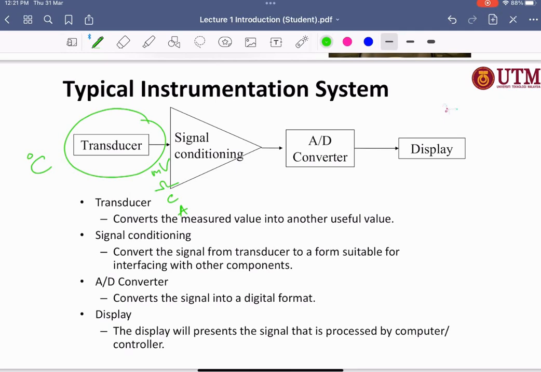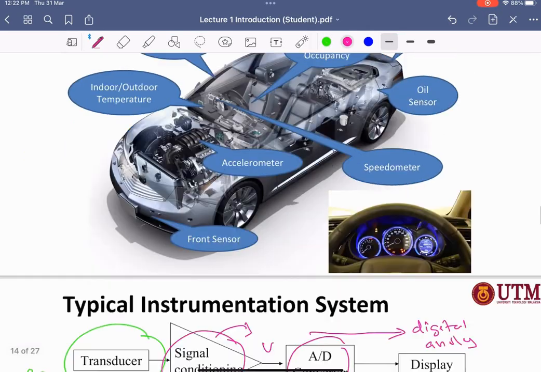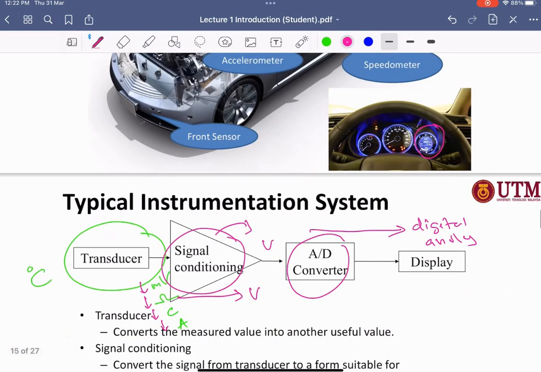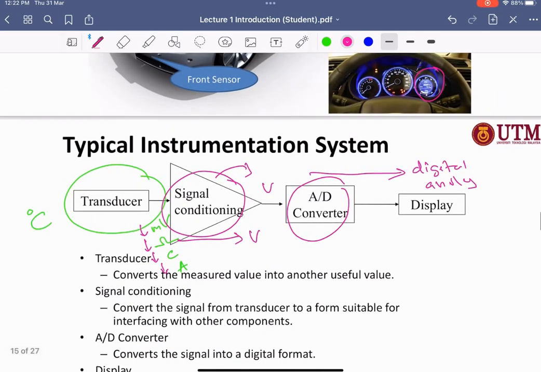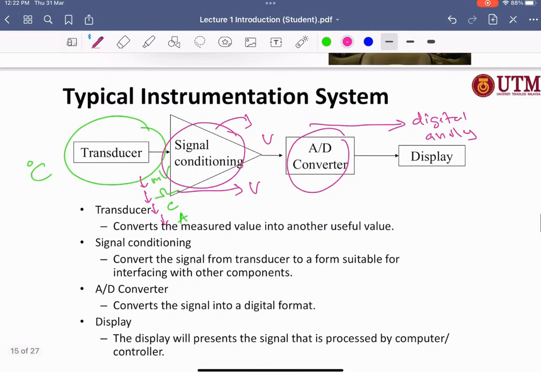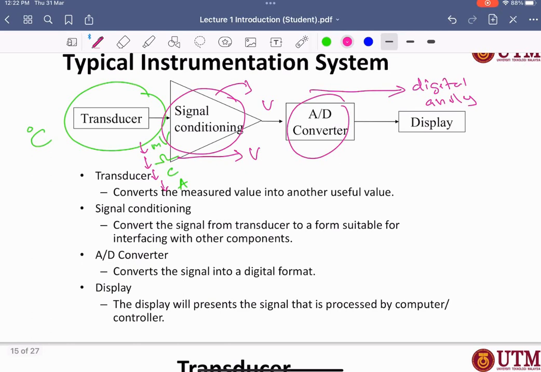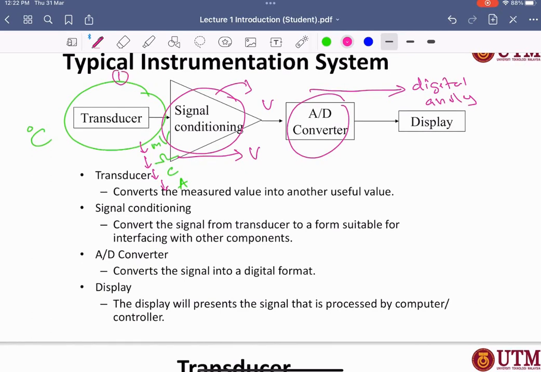If you look at everything right now, mostly it shows you the digital value. Most cars right now don't like to use the analog value, so they use the digital value. These are the four components: one, two, three, and also four. But for the third, it depends. If your instrumentation still uses a pointer or scale to show the value, it doesn't need the analog to digital converter. So this is the definition and so on.